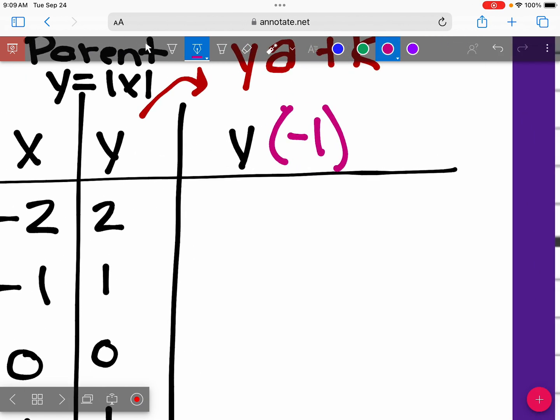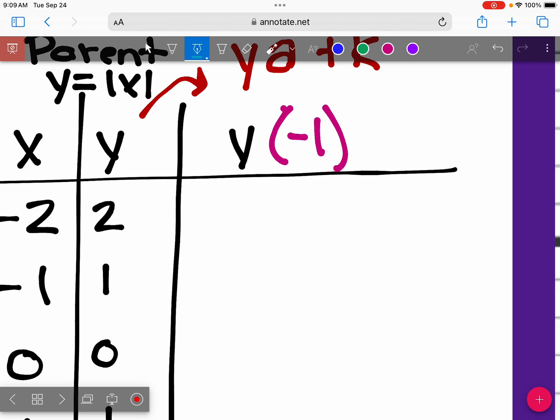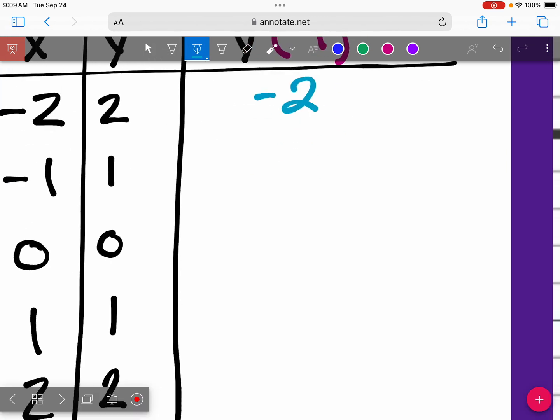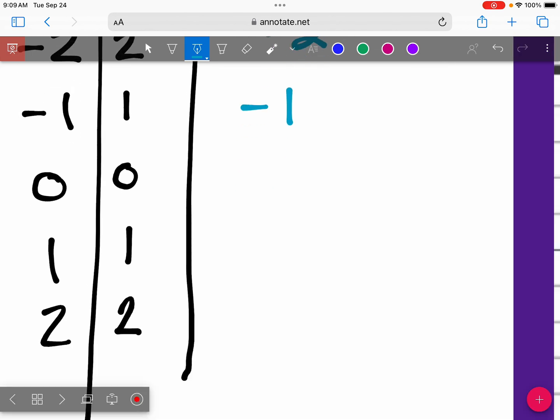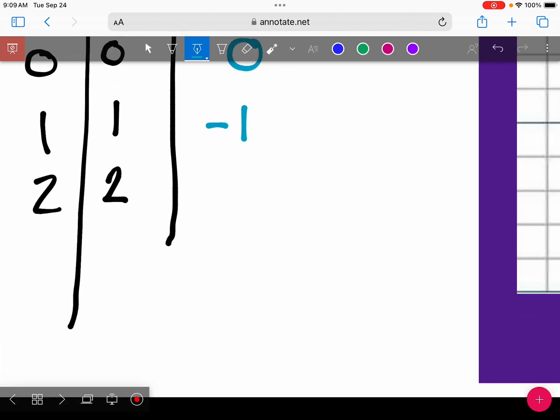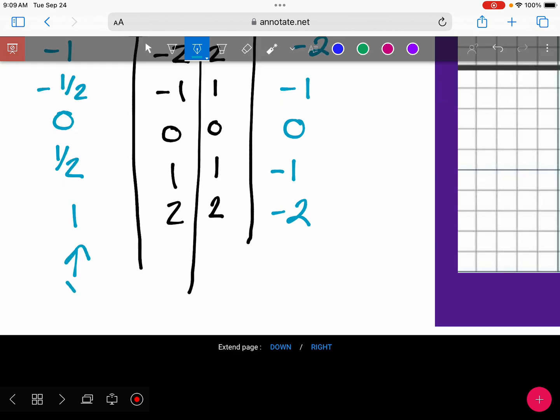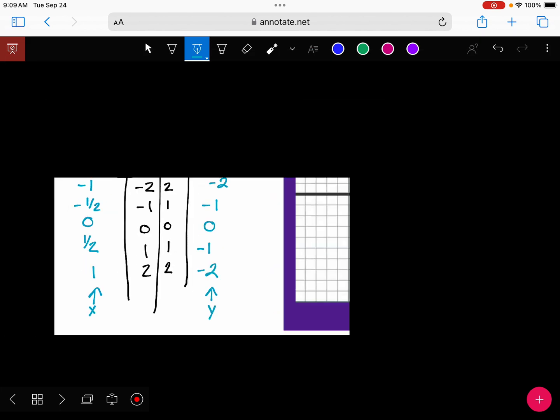For my Y's, we're multiplying by that -1. So 2 times -1 is -2. 1 times -1 is -1. 0 times -1 is just 0 still. 1 times -1 is -1, and 2 times -1 is -2. These are my x's, and these are my y's. These are the points for plotting.